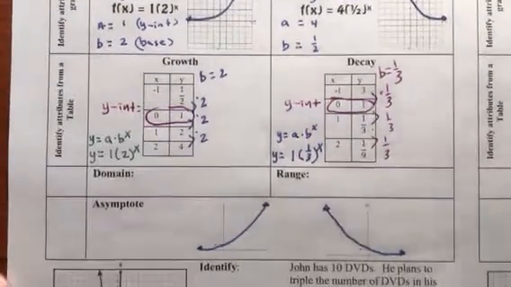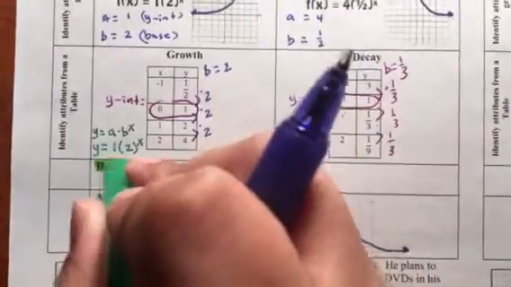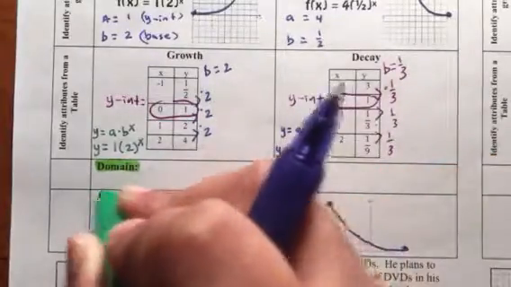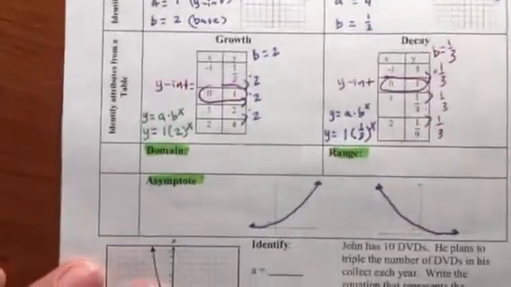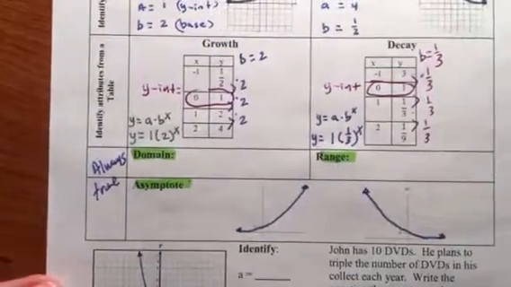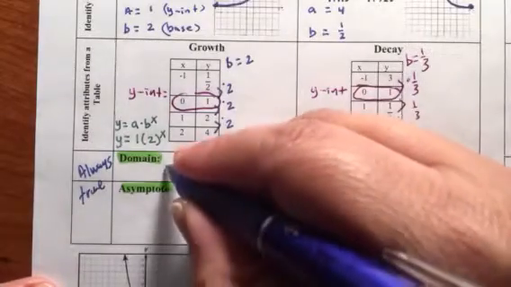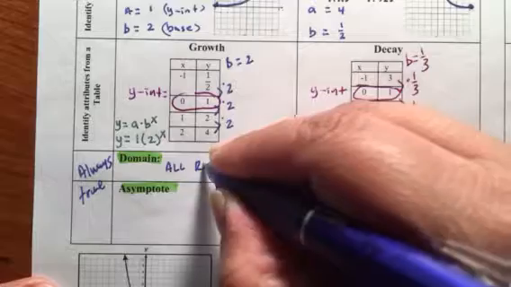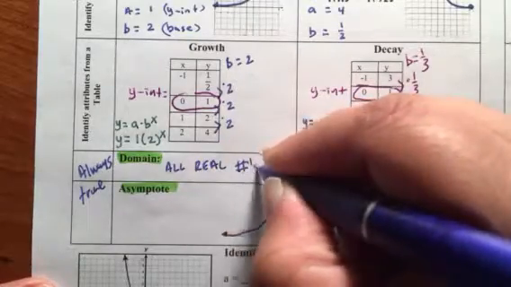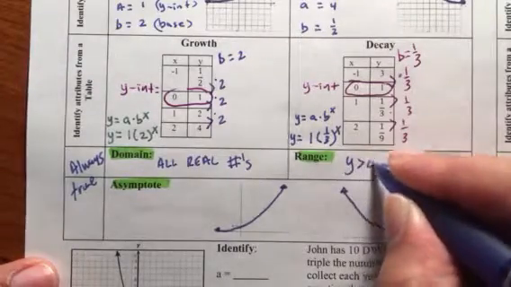Alright, so these next 3 things I need you to know for Algebra 1 purposes, these are always going to be true. So these never change. For Algebra 1, exponential functions, these 3 things are always true. Your domain is all real numbers. Your range is y greater than 0.